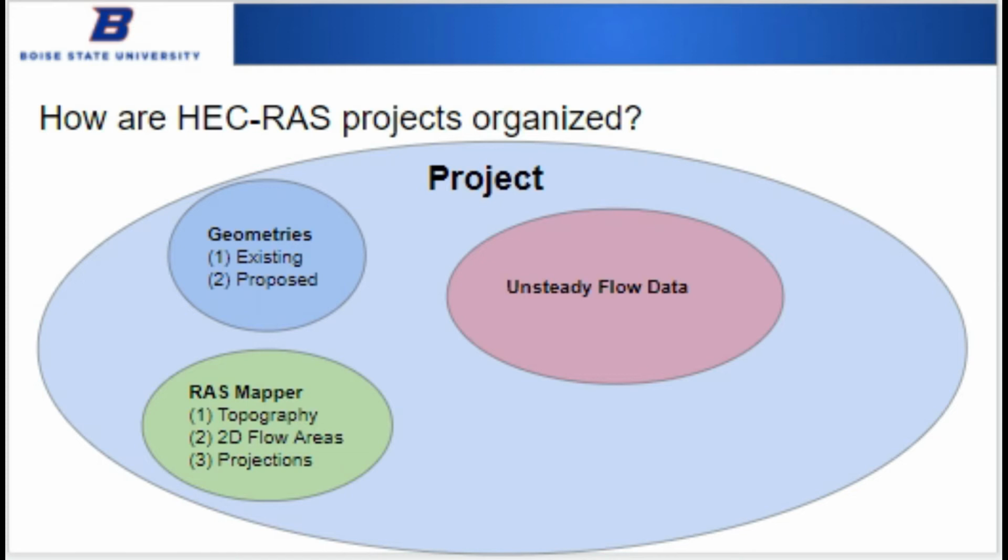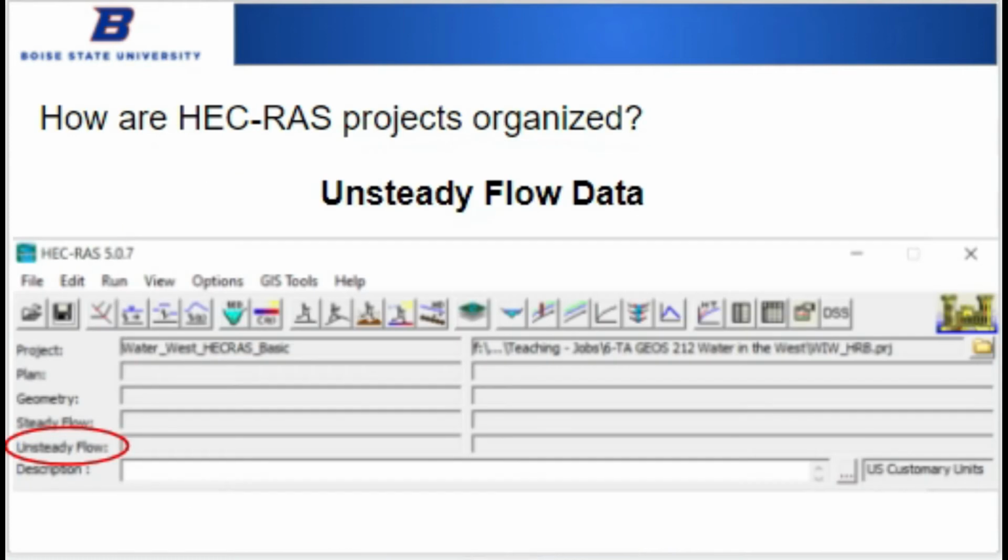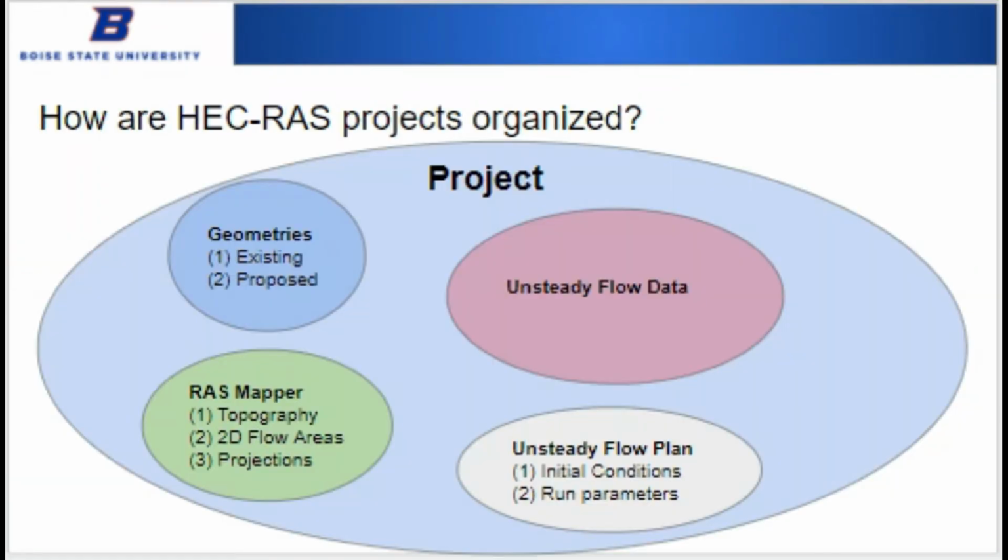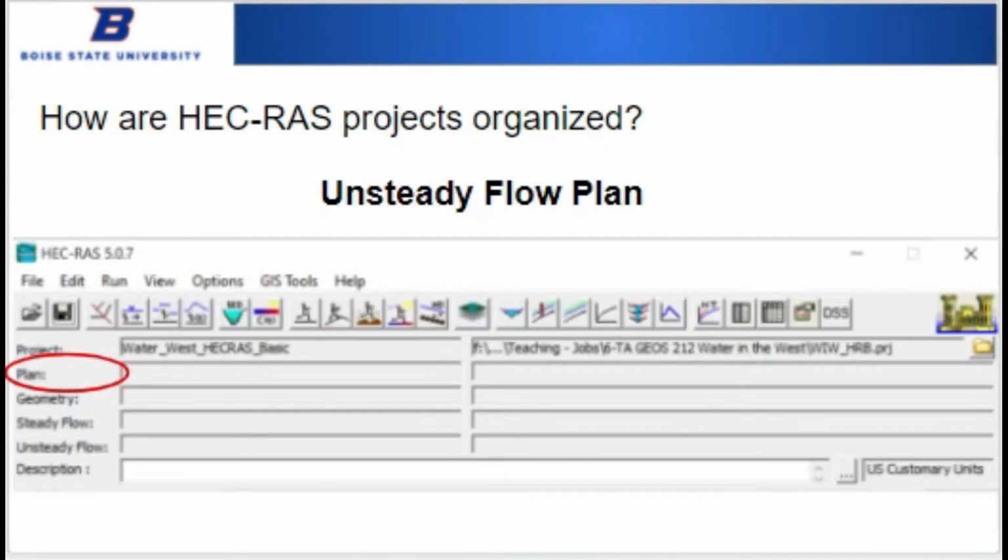Let's just say we're modeling in an unsteady flow. So then we would have an unsteady flow data box that we would need to populate, and we'd also need to have a plan. So our plan would have initial conditions and it'd have runtime parameters. And this is where the plan box is located. It's also under the Run button.